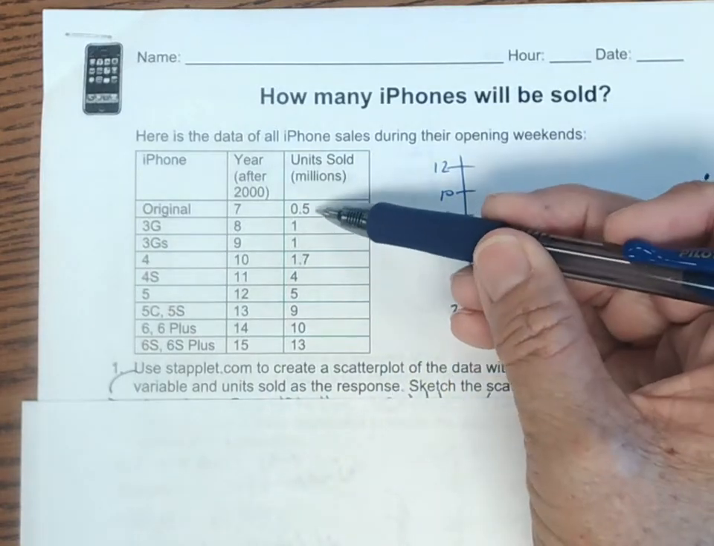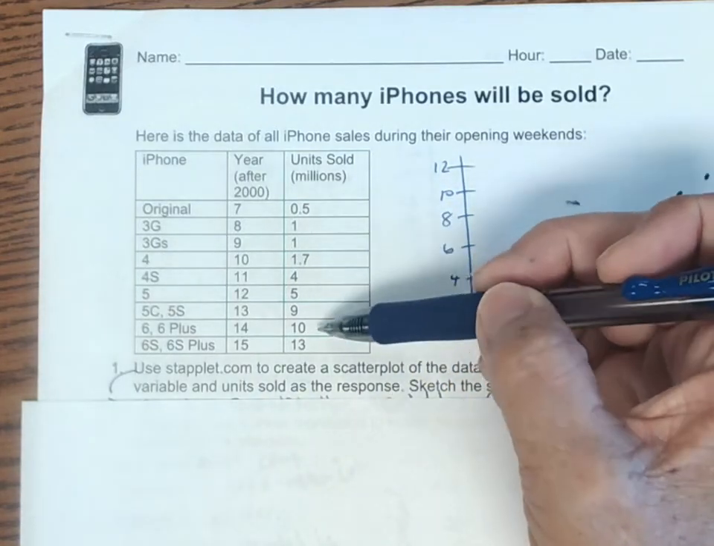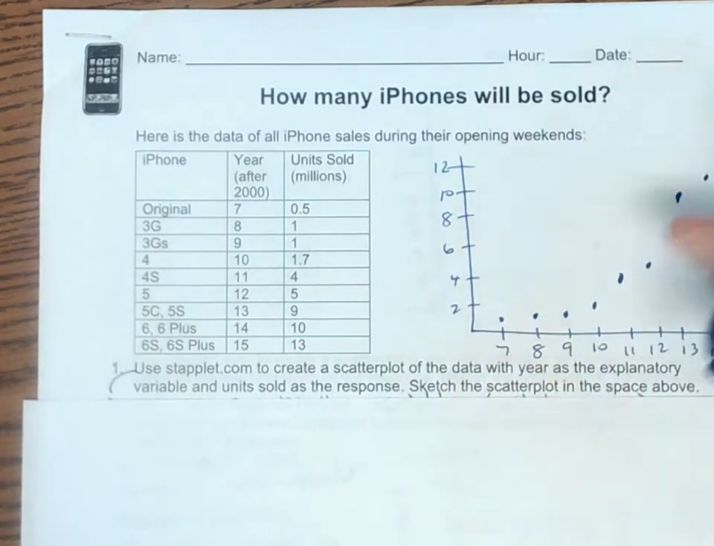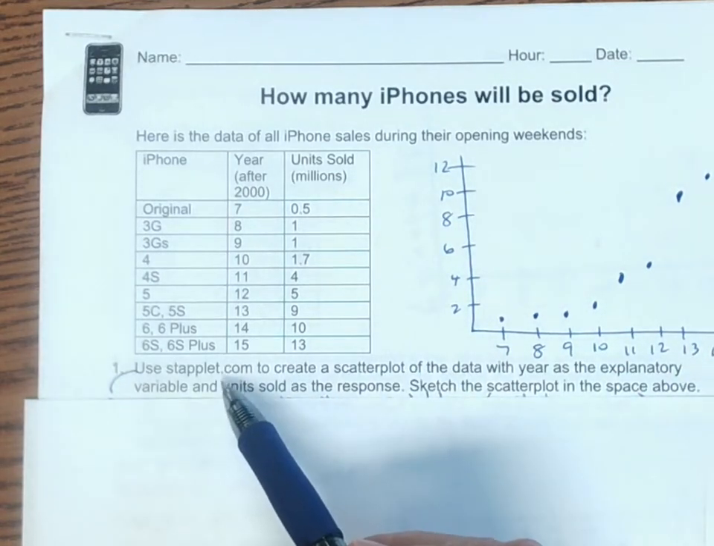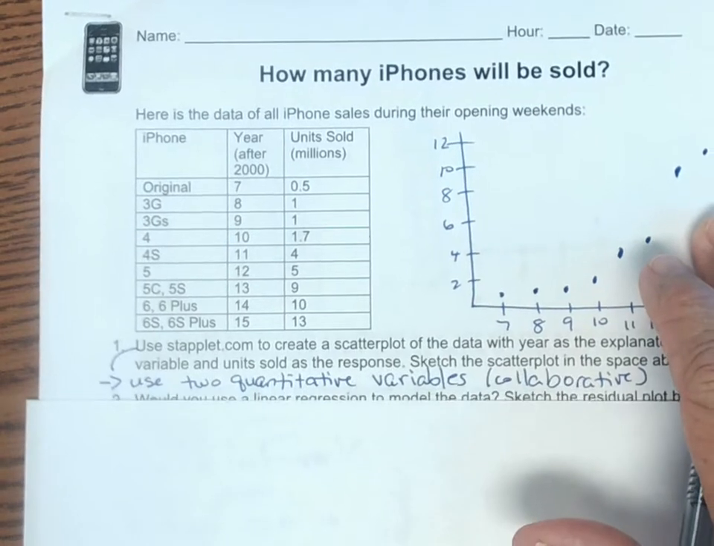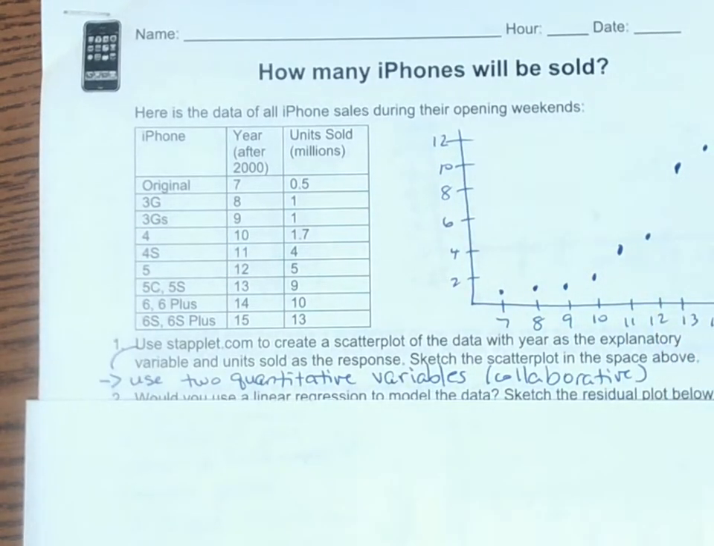And you're going to be entering the year or the units sold, just these numbers, not with the millions attached to it. And then you'll go ahead and sketch this out. Okay, when you're in Statplet, the option you're using is two quantitative variables, collaborative, I believe it is. It's about the fourth one down. And so we'll sketch it there. Yeah, two quantitative variables, collaborative.